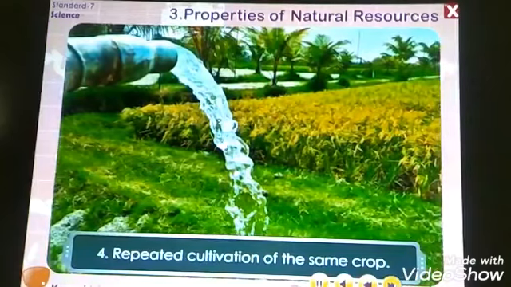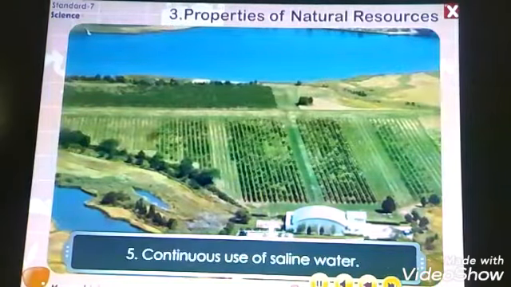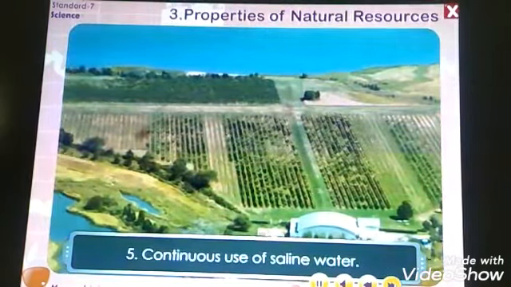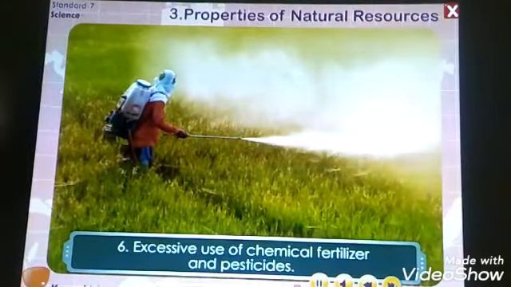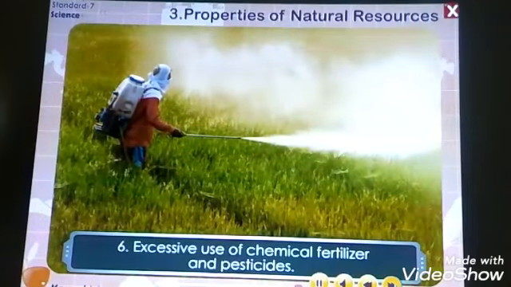Repeated cultivation of the same crops. Continuous use of saline water. Excessive use of chemical fertilizers and pesticides.